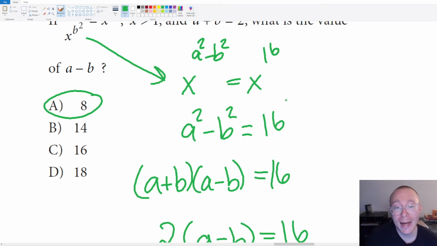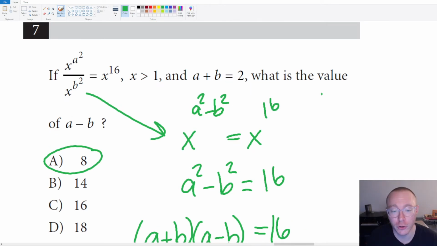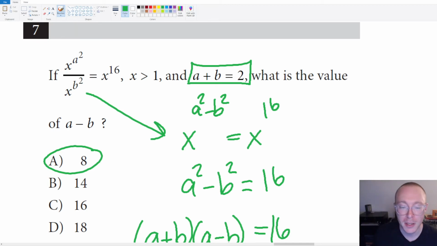You just have to know how to factor those three quadratic expressions I mentioned, and in particular here, the difference of two squares, a squared minus b squared. And you're also going to, of course, before you even do that, know your exponent properties, right? The exponent of a numerator can be subtracted by the exponent of the denominator. And that's what really starts to open up this question and get us something where we can use the information they gave us, a plus b equals 2. So that's what I'll say about question number 7.